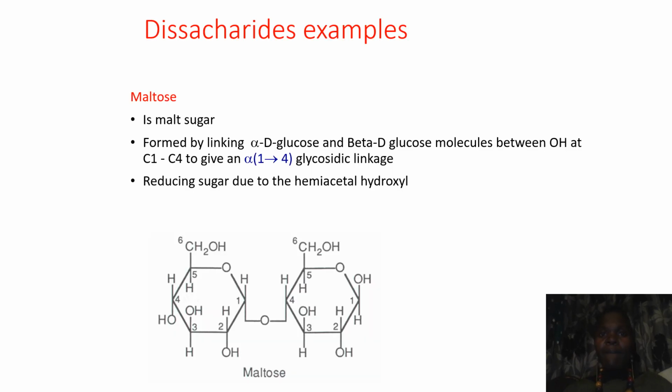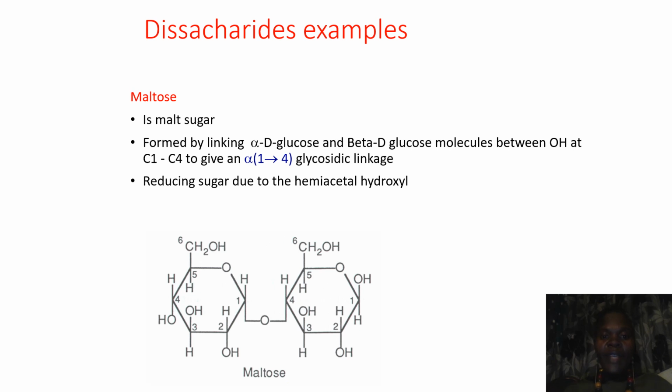Maltose. I've said it is the malt sugar. Malt is used in preparation of the beer. It is formed by linking the first glucose you see here, the first one.